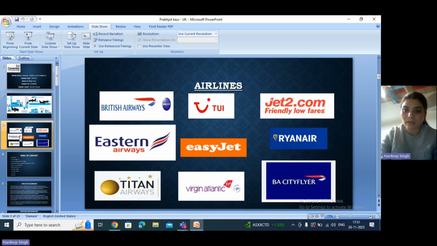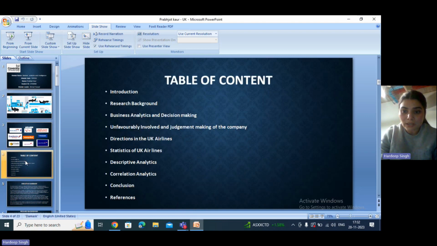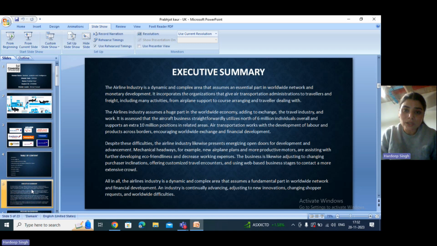These are the basic airlines which provide the cheapest tickets to the passengers. While I was searching on the data, I came to know that these are the main cheapest airlines in the UK. And according to my presentation and my questions, I made the table of contents, which is necessary, from introduction to references. Next is the executive summary.